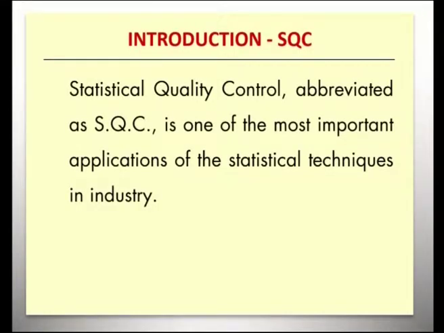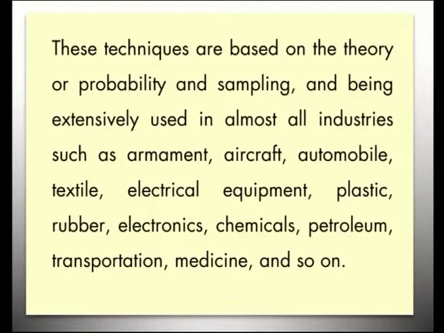Basically, what is meant by SQC? Statistical quality control, abbreviated as SQC, is one of the most important applications of statistical techniques in industry. We have studied various statistical techniques, and all those techniques have to be applied somewhere. This important application is done in industry for the concept of quality control. These techniques are based on the theory of probability and sampling, and are extensively used in almost all industries such as armament, aircraft, automobile, textile, electrical equipments, plastic, rubber, electronics, chemicals, petroleum, transportation, medicine. Everywhere the statistical techniques are applied.